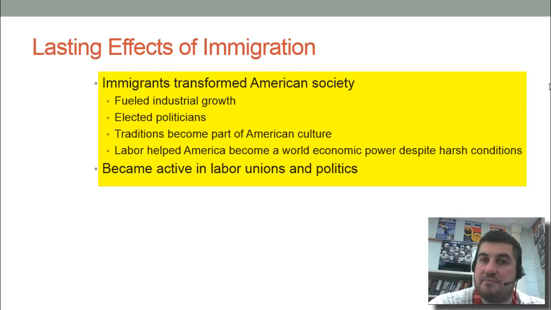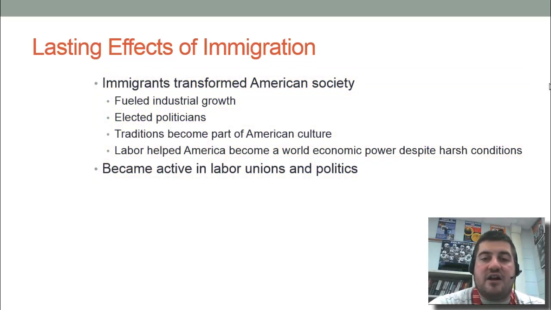They became part of American culture. A lot of our traditions today are from immigrants who came over and brought them from their country. And their labor helped America become a world economic power.